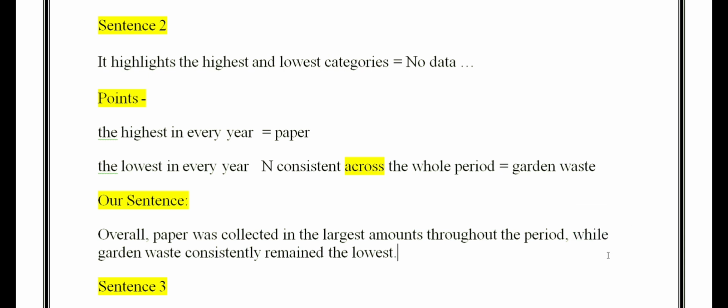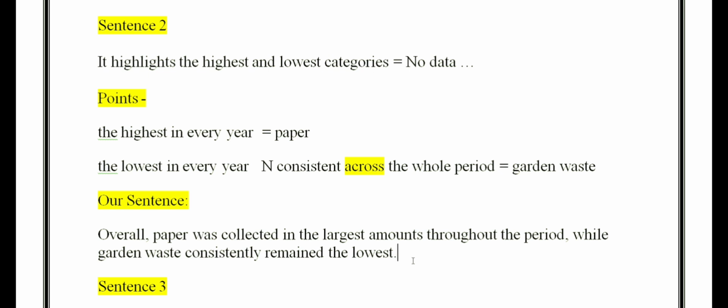Now, because we are speaking about the opposite, the contradicting word is while. While garden waste, again the subject. After that, what is the continuation? It is the verb in the past tense because the years are past. So it is consistently remained the lowest. Superlative degrees take the article the. The sentence is very clear and the sentence stands to the band of 9.